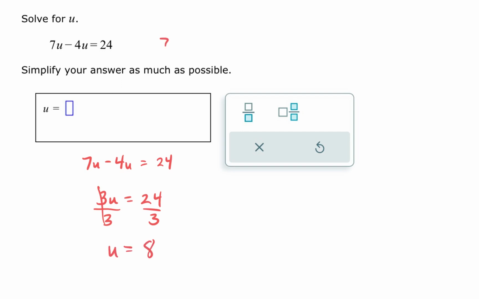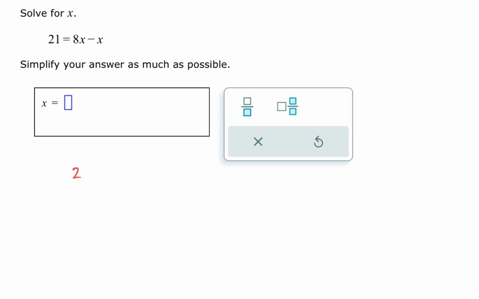I'm going to go back to the original problem, substitute 8 everywhere I see the variable u. 7 times 8 is 56. 4 times 8 is 32. 56 minus 32 does equal 24. I've confirmed u equals 8.